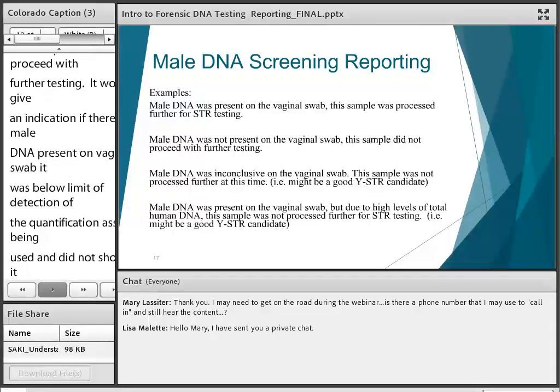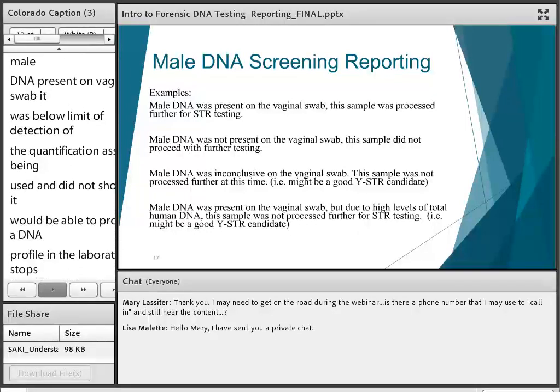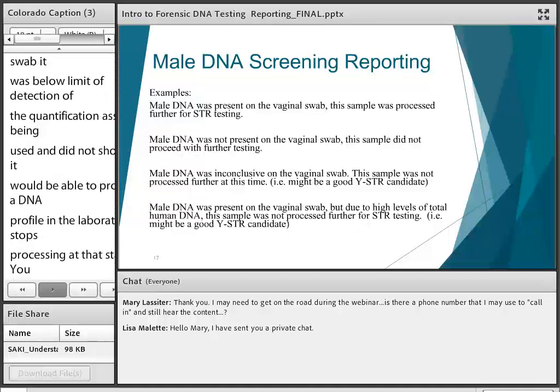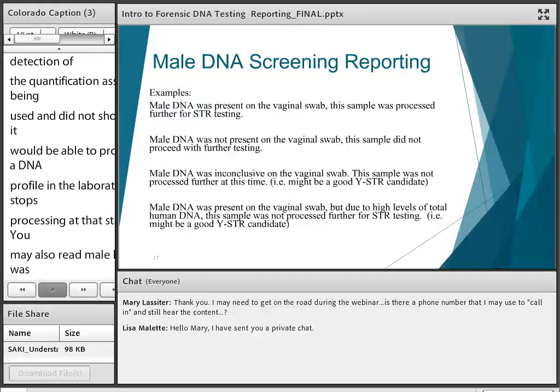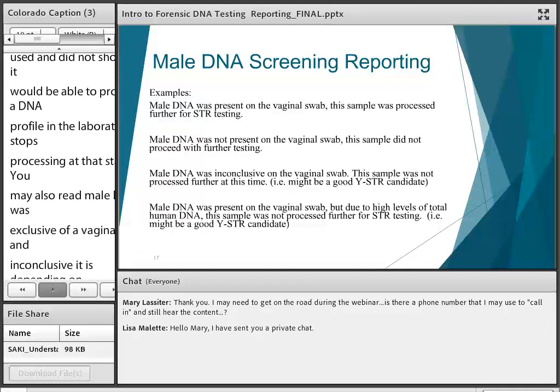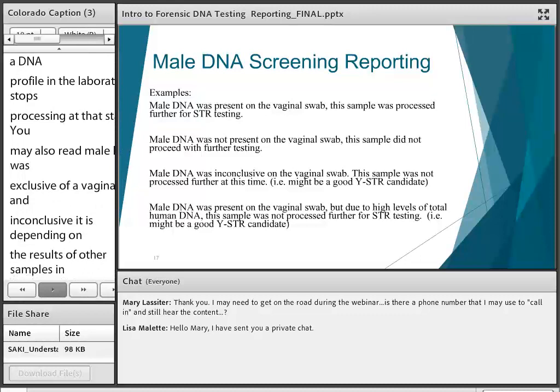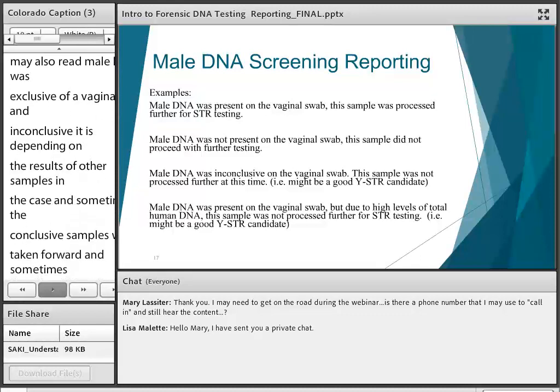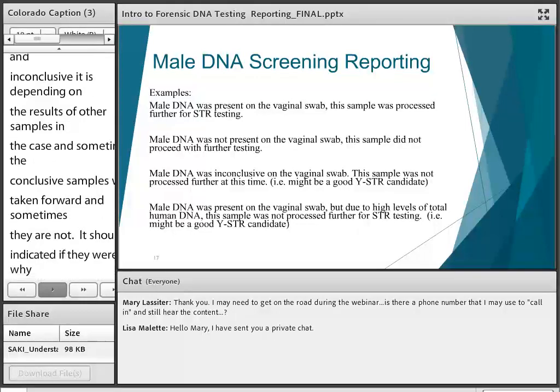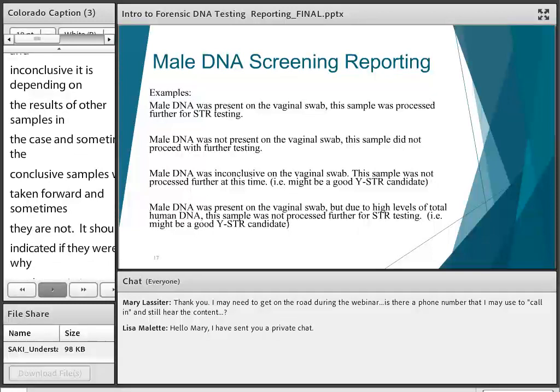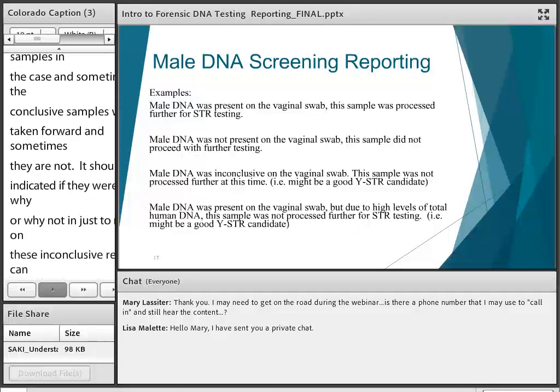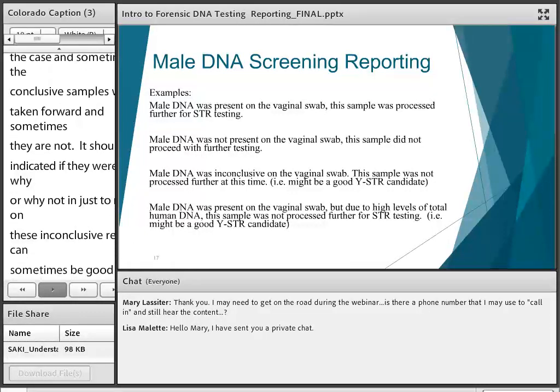You may also read that male DNA was inconclusive on a vaginal swab. Inconclusive depending on the results of other samples in the case. Sometimes inconclusive samples will be taken forward and sometimes they're not. So it should be indicated if they were and why or why not. And just note that these inconclusive results can sometimes be good candidates for YSTR testing. So it could be worth talking to the laboratory about that possibility if there are no other potential prospects based on STR results.